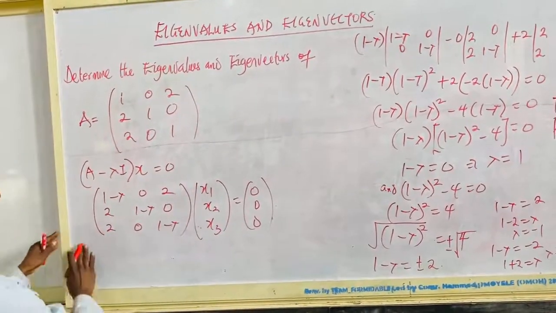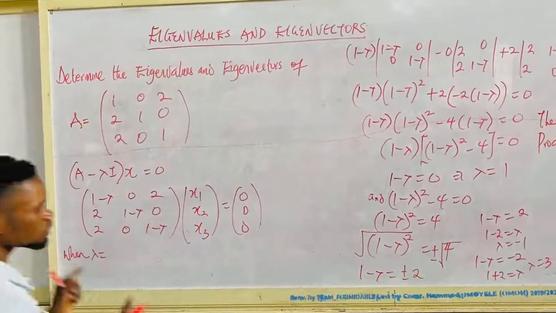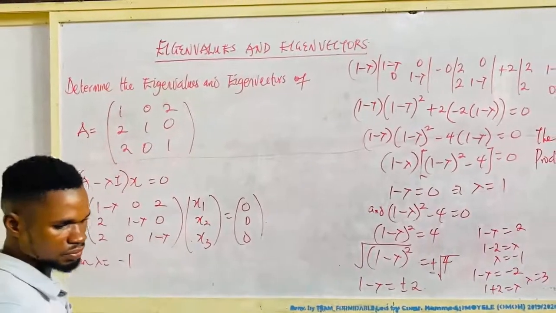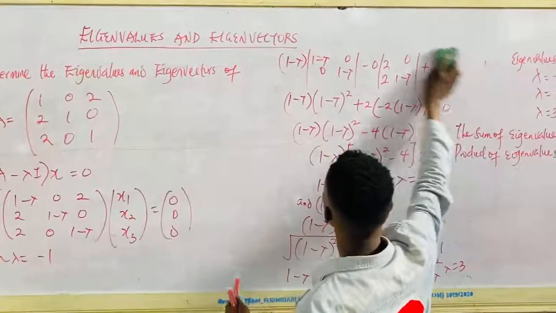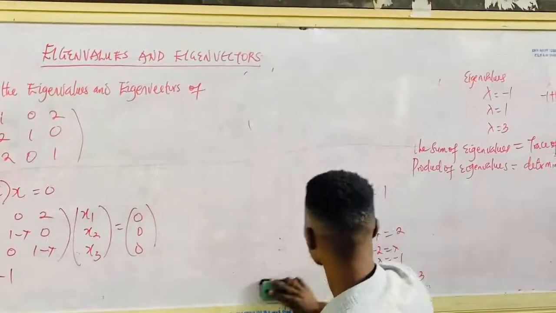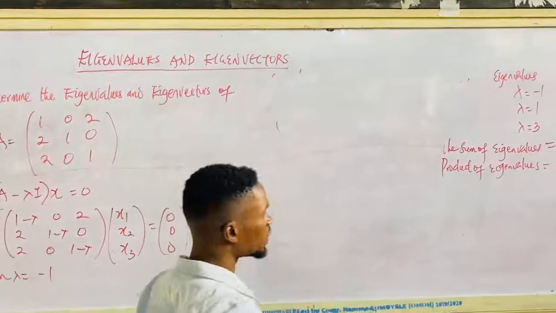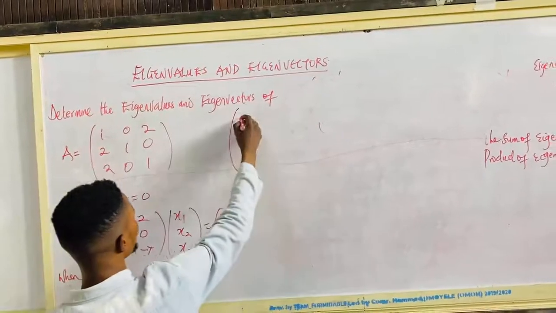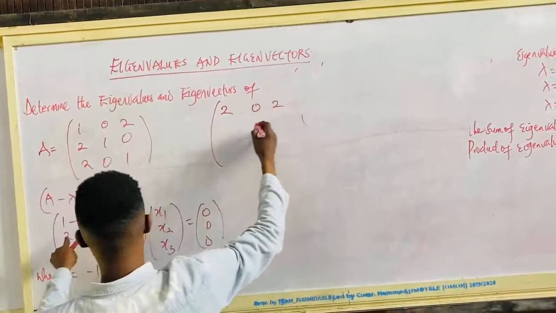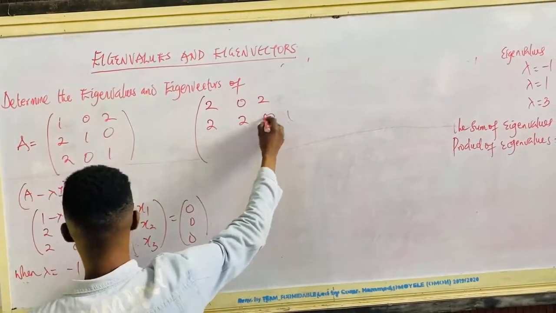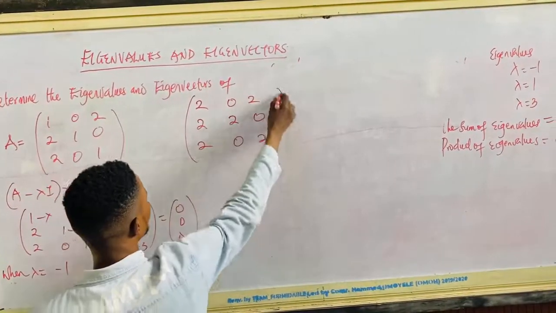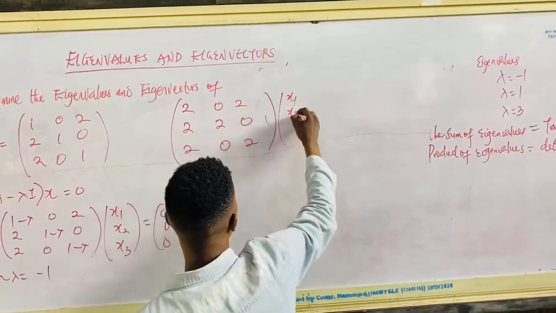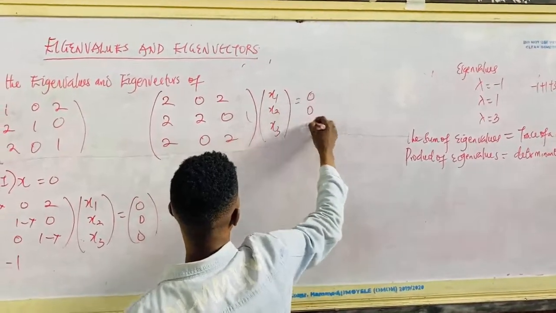Now, when lambda is equal to what? Let's start with minus 1. When lambda is minus 1, what will be the corresponding eigenvector? When lambda is equal to minus 1, that gives 1 minus minus 1, that's 2, 2, 0; 0, 2, 2; 0, 2, 2. So x1, x2, x3 equal to 0, 0, 0.